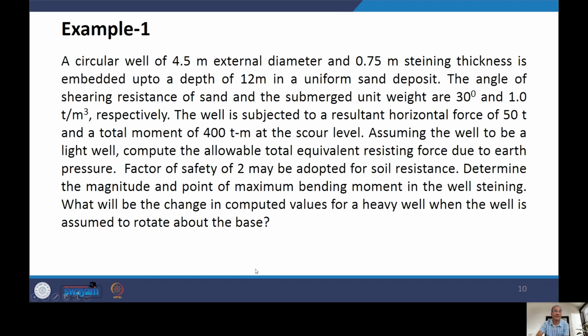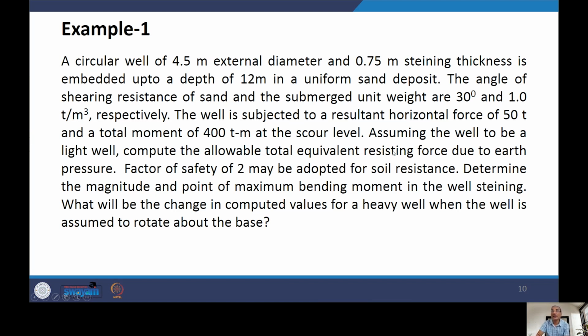So the first numerical example is on a circular valve of 4.5 meter external diameter and 0.75 meter steining thickness. It is embedded up to a depth of 12 meter in a uniform sand deposit. The angle of shearing resistance of sand and the submerged unit weight are given as 30 degree and 1 ton per meter cube respectively. The valve is subjected to a resultant horizontal force of 50 ton and a total moment of 400 ton meter at scour level. So it is subjected to horizontal force as well as moment.